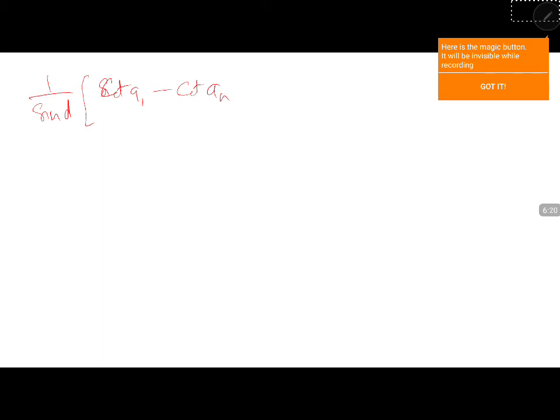Nothing is there in the denominator, as we have already taken it. So this will become cot A1 minus cot AN divided by sin D. Now D can be anything. In the options you have A2 minus A1. This would be the answer.